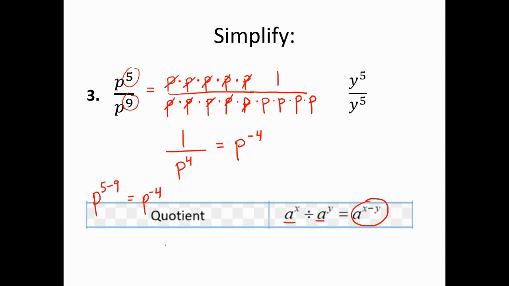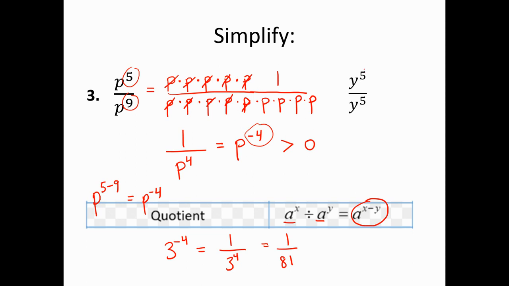Like, what if p was 3? So I had 3 to the minus 4. This is not a negative number. This is 1 over 3 to the 4th, or 1 over 81. So negative powers are not negative numbers. This is going to be greater than 0.